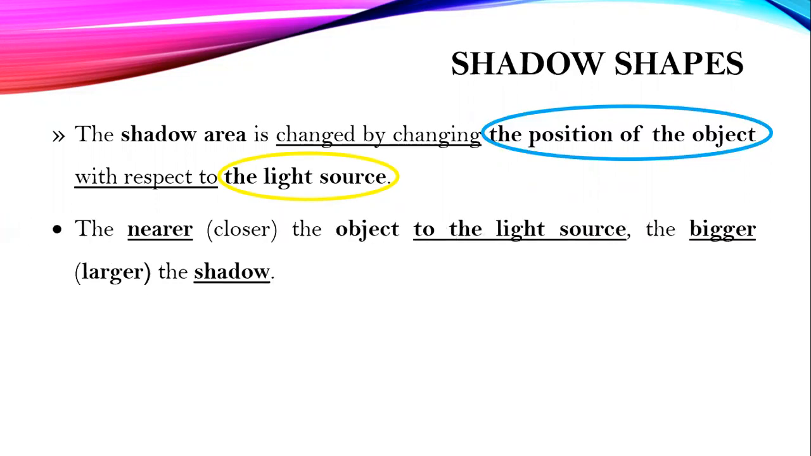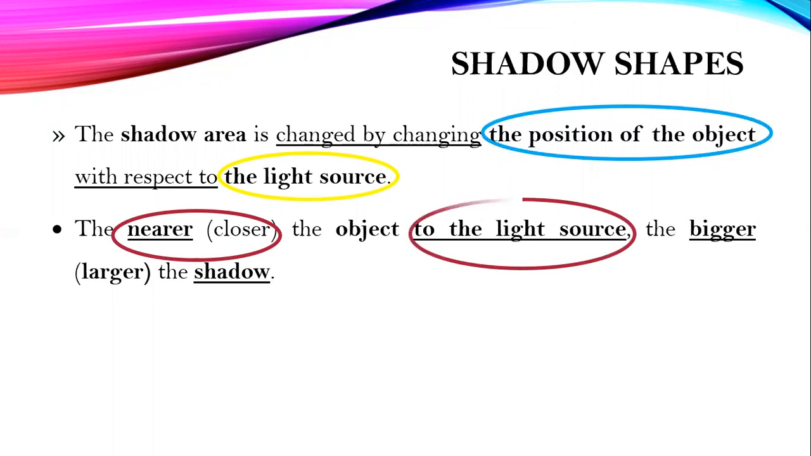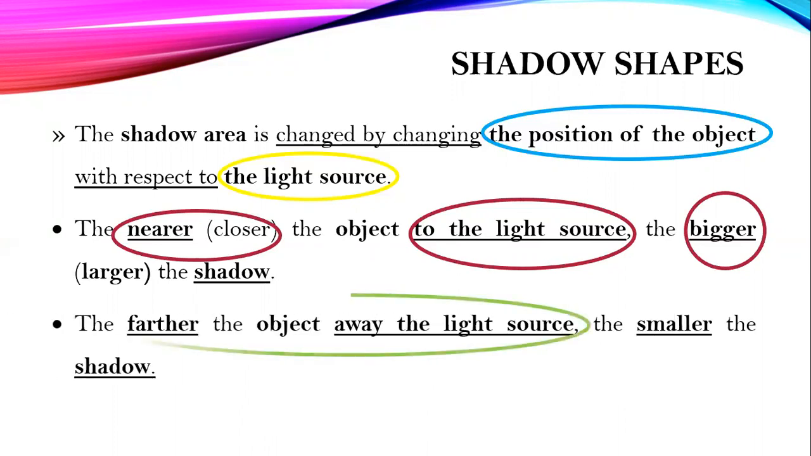You're going to find out that the nearer or the closer the object is to the light source, the bigger or the larger the shadow. So as you bring the object nearer to the light source, you're going to find that this object will cast a bigger shadow. And on the contrary, the farther the object is away from the light source, the smaller the shadow. If you take the object far away from the light source, the object will cast a smaller shadow.